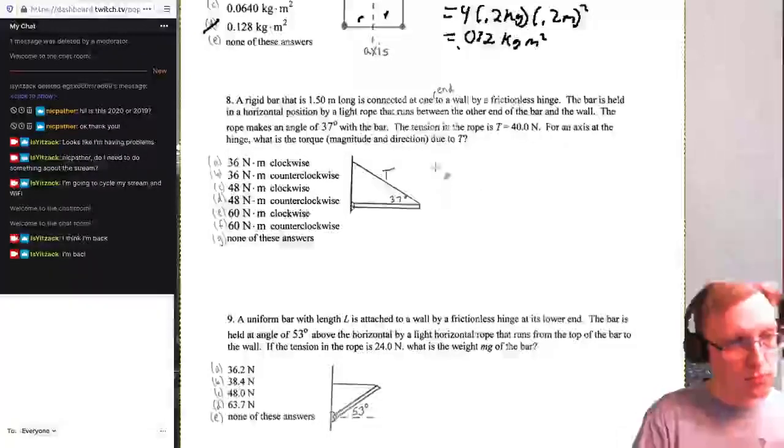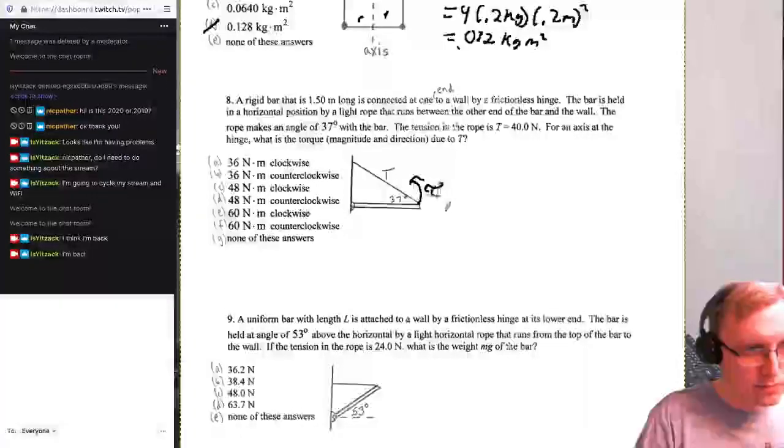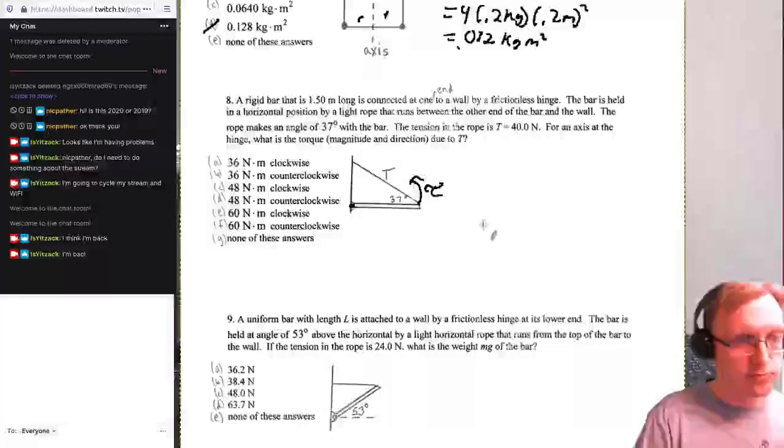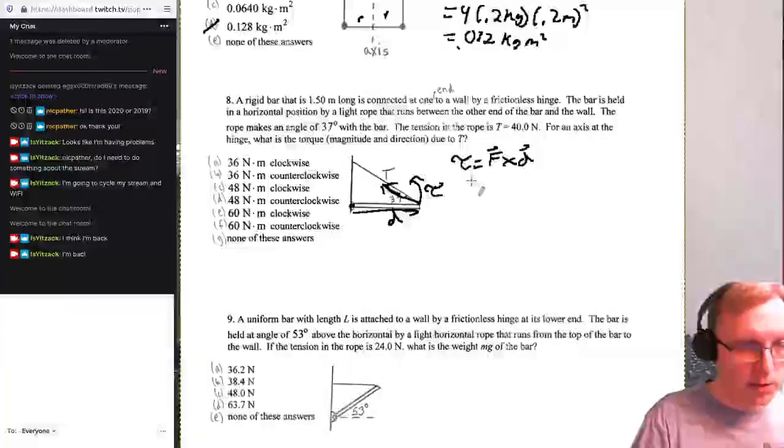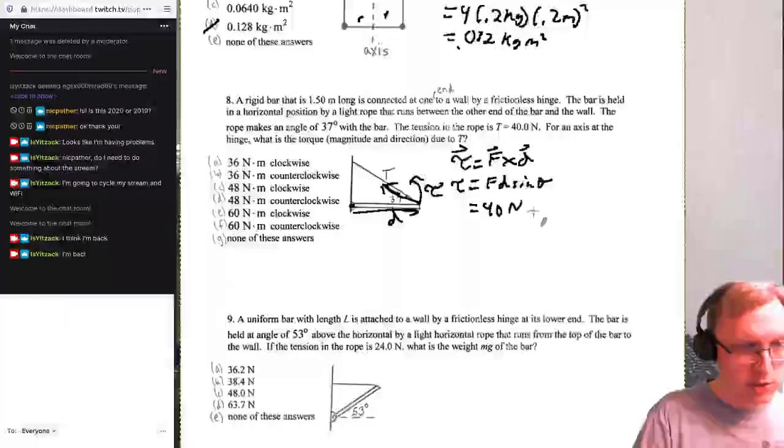Okay. It wants the torque from this point here. All right, so torque is equal to F cross D, where this is our D, and of course F is going off this way. So that means that this is in fact a vector. It's actually a pseudo vector. But we end up with F D sine theta. F is 40 newtons. The distance is 1.5 meters. And sine of 37.